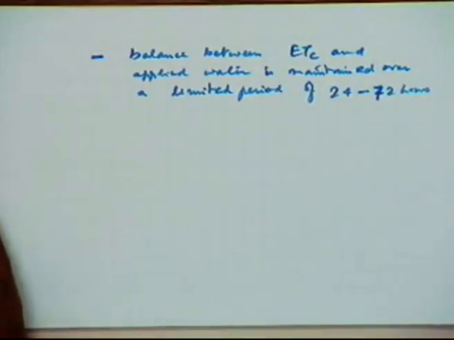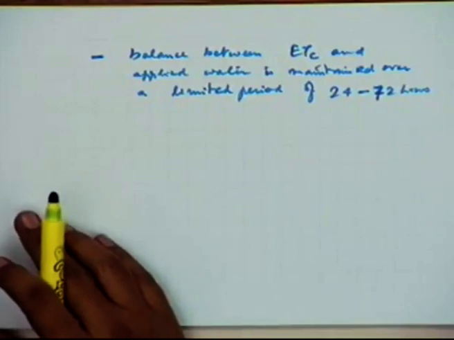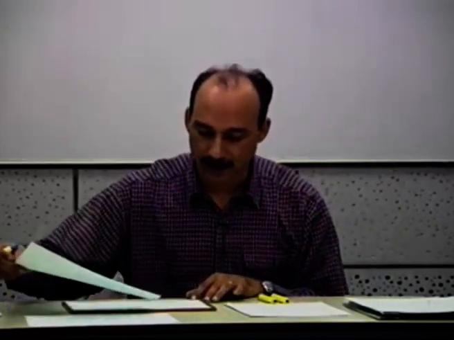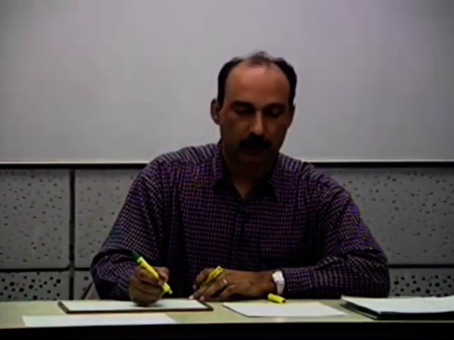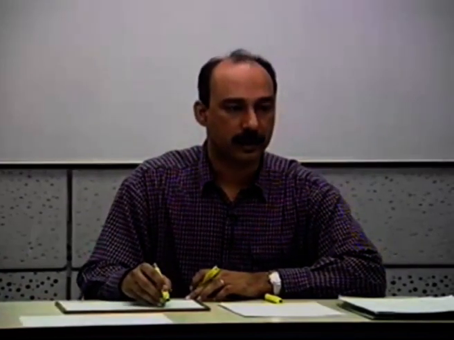There are many other advantages and disadvantages which we have already discussed in our previous section, where we discussed the various methods of irrigation. I won't go into those things again. I'll straight away come to the question of system components.